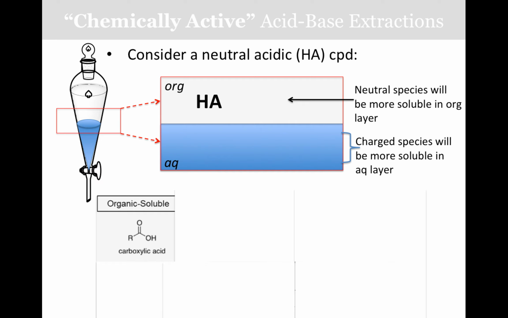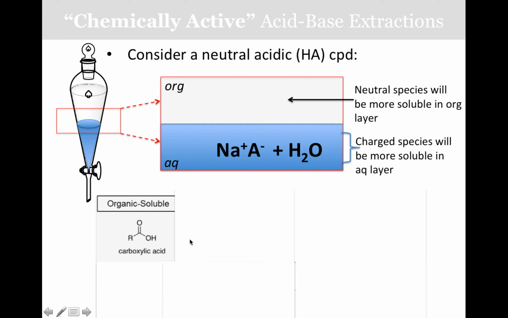So in this separatory funnel, compound HA, which is acidic, is in equilibrium, so it will be dissolved in the organic phase and the aqueous phase, but mostly if it's in a neutral form, it will prefer to be dissolved in the organic layer. What if we add sodium hydroxide, a base, to this neutral acidic compound? An acid-base reaction will happen and will produce a charged salt and water. And the charged species will be more soluble in the aqueous layer, so you actually extract the acidic compound into the aqueous layer this way. So this is called acidic extraction.